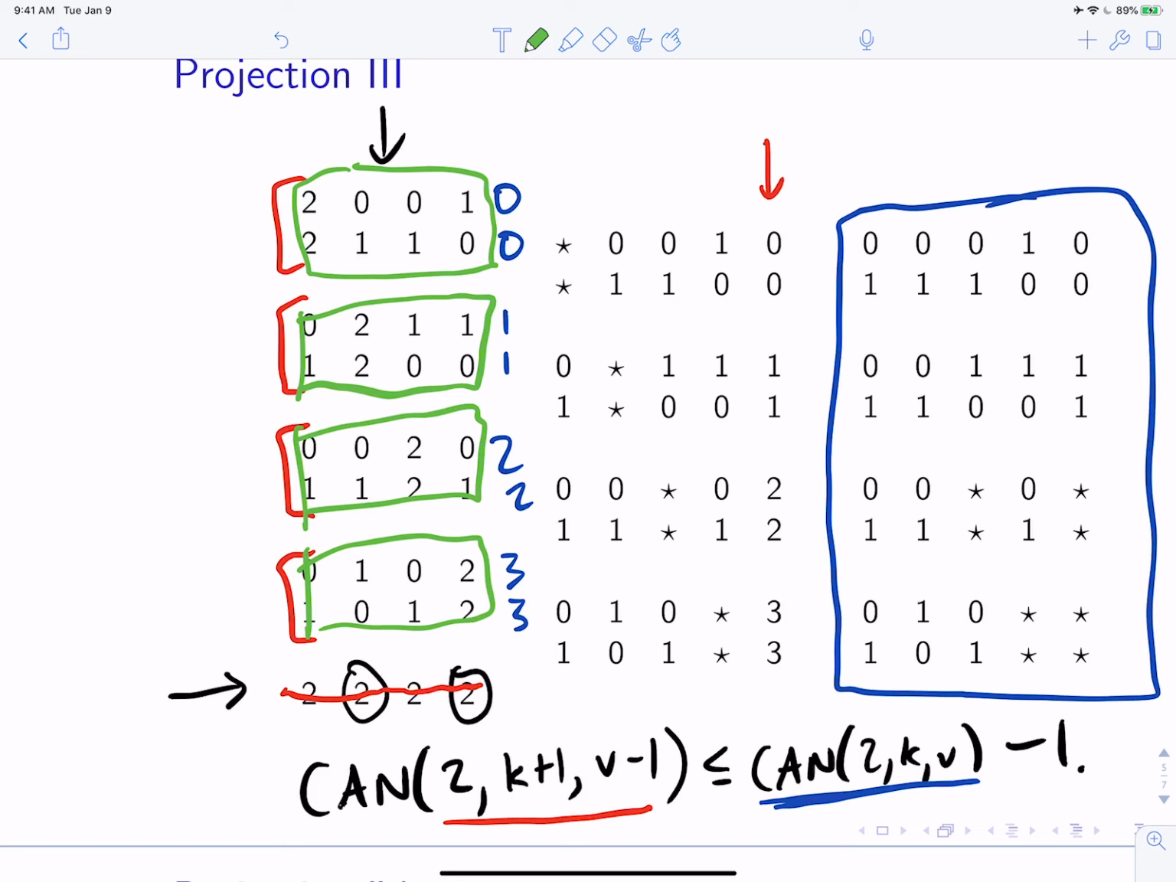Next group, I'm going to put all 2's. Next group, I'm going to put all 3's. And because we had 3 values before, 0, 1, and 2, and I took away the row of all 2's, well, now I want an array of 0's and 1's only.